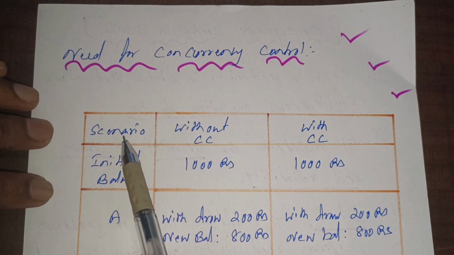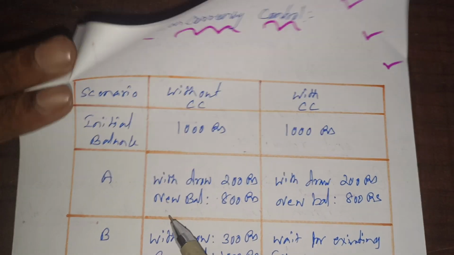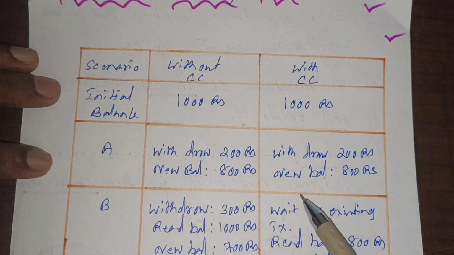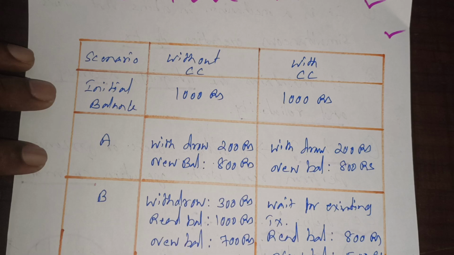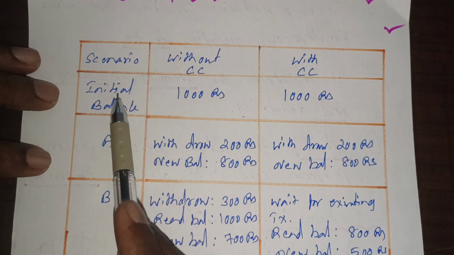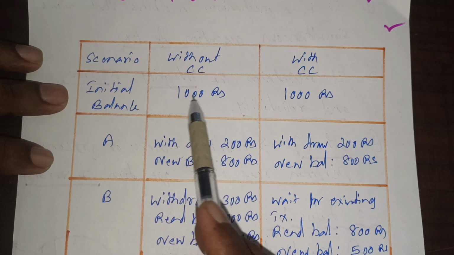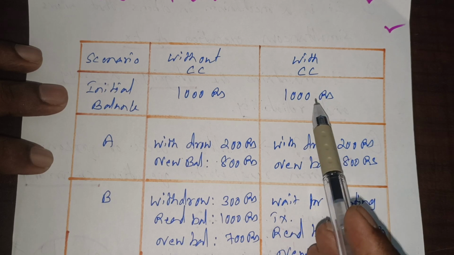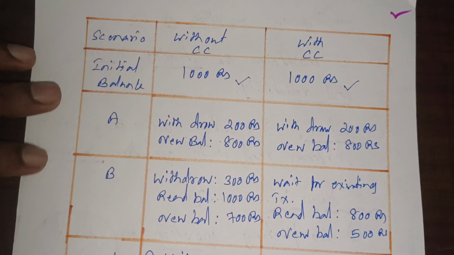Here I have written the scenario where A and B are doing transactions simultaneously. What happens if there is concurrency control, and what happens if there is no concurrency control? It is a very simple example, the classical way of understanding how concurrency control actually works. Initially, both A and B read the initial balance of 1,000 rupees, both with and without concurrency control. There is no change, and this is perfectly done.